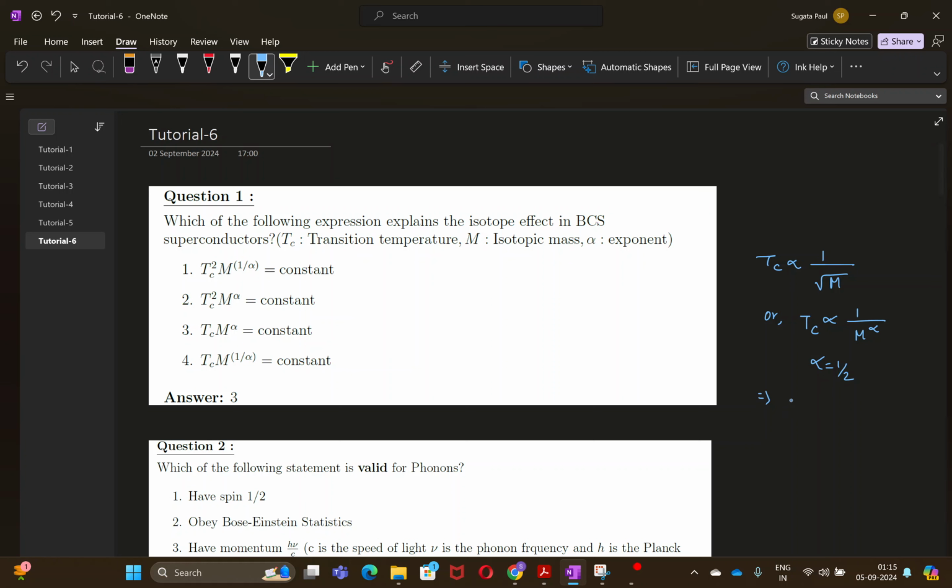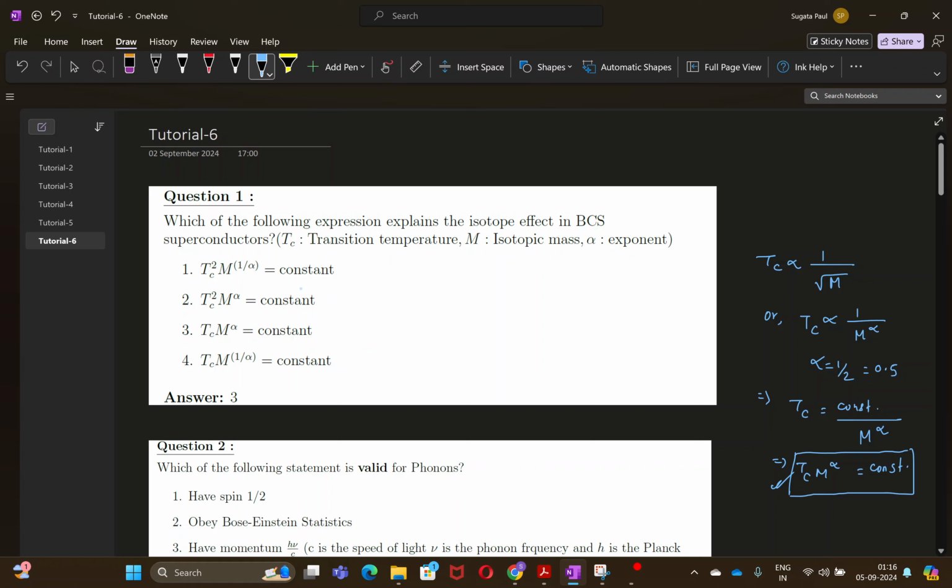If you multiply these two and get them on one side, you see that your TC is equal to some constant, because if you remove the proportionality sign and put a simple equal to sign there will be a proportionality constant. So TC equals constant by the isotopic mass to the power of alpha, or in other words, TC times M to the power alpha equals some constant, where TC is the superconducting transition critical temperature above which the superconductor turns into a normal material. M is the mass of the isotope, and alpha is the exponent value. To be specific, alpha should be half or 0.5, but the general idea is this relation.